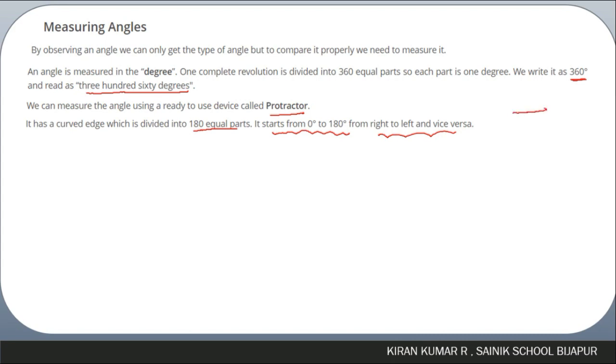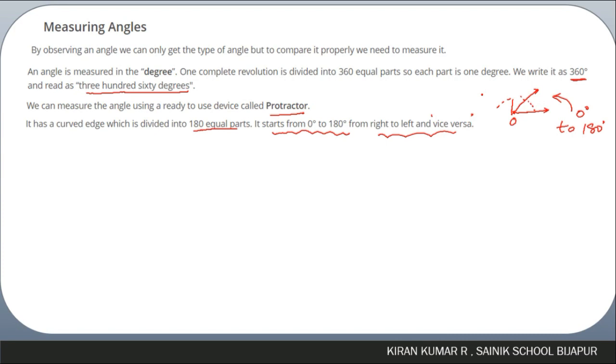Suppose you have an angle here, it is measured by keeping the protractor at this point where 0 is, and we measure in this anti-clockwise direction, right from 0 to 180 degrees. If you want to measure this angle, this side, we start from 0 degrees from the left to the right. So it is mentioned as vice versa here.